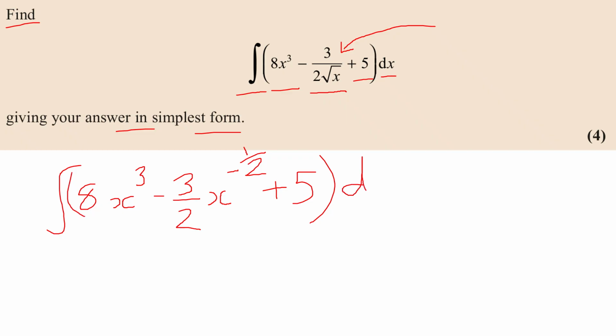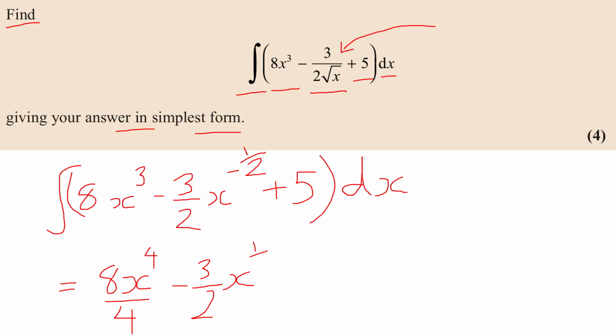Now, integrating, guys, is the opposite to differentiating. We're going to add 1 to the power and then divide by that new power. So we're going to have 8x to the power of 4 over 4, minus 3 over 2, or 3 halves, x, and then I'm going to add 1 to the power, so be careful here, guys. Minus a half plus 1 makes positive a half, and we're dividing it by half.